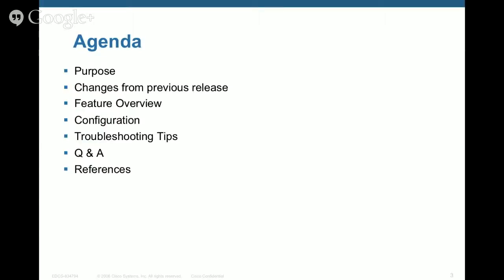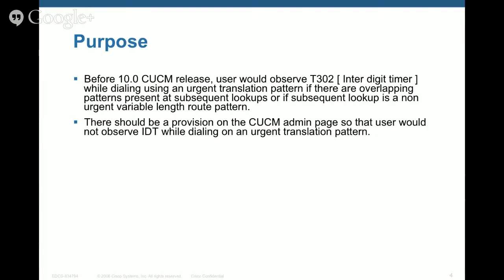Here is the agenda: purpose, changes from previous releases, overview, configuration, troubleshooting tips, and questions and answers. Before 10.x, we always observed the T302 interdigit timer when dialing an urgent translation pattern if there are overlapping patterns at subsequent lookups in the call manager configuration pages. So there should be a provision on the call manager admin page so that the user would not observe the interdigit timer while dialing an urgent translation pattern.